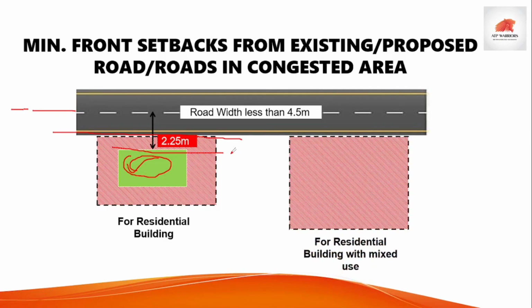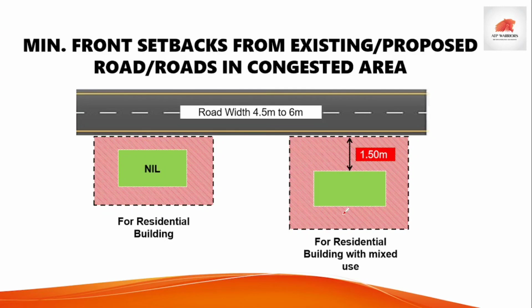And for a residential building with mixed use, this remains as it is, and a further additional distance is added, which is 1.50 meter. So just keep in mind that for road width less than 4.5 meter, for the residential building we need to keep the front marginal distance 2.25 meter away from the center of the road. And for the residential building with mixed use we should keep the front marginal distance 2.25 meter plus 1.50 meter away from the center line of the road.